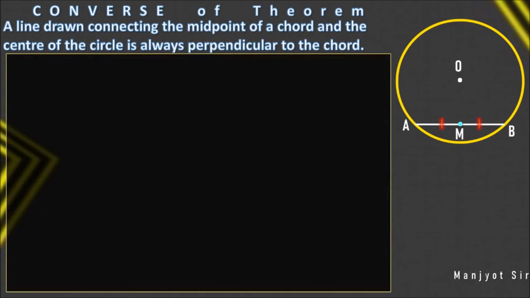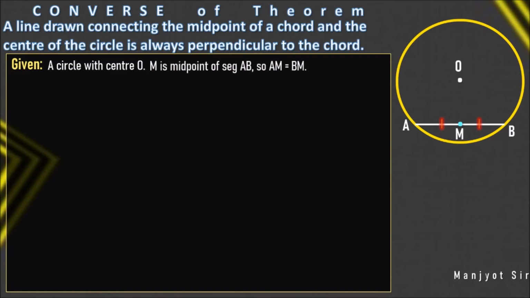So let's write everything in given, what we just drew just now. So given says, we have one circle with center O and we have midpoint, that is M. M is midpoint of chord AB, such that you can say AM is equal to BM. I hope everyone is clear with given. Now let's see what else this theorem says.